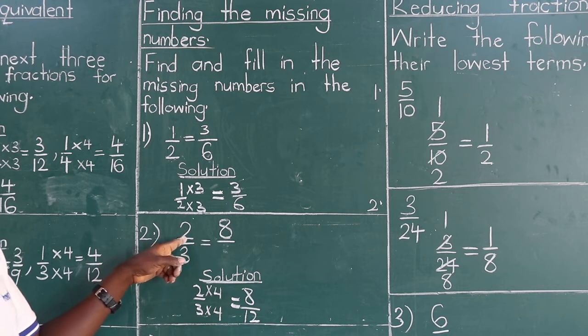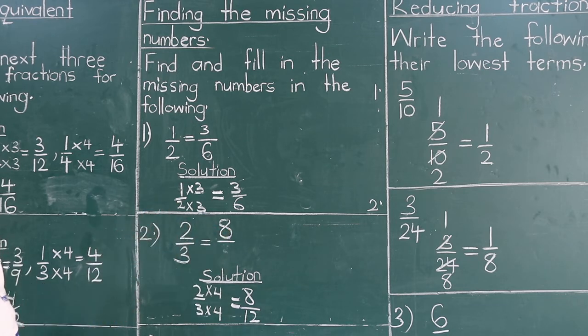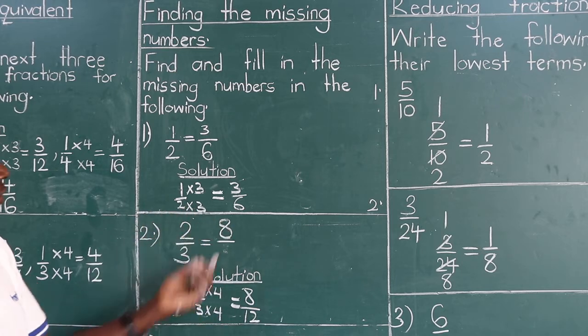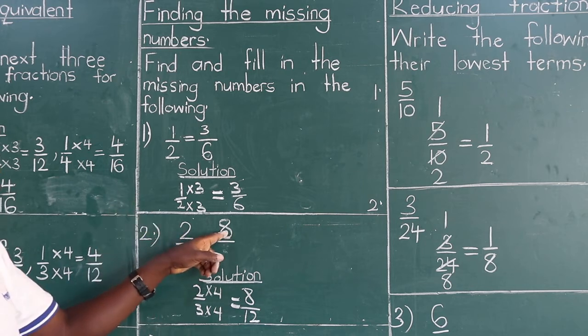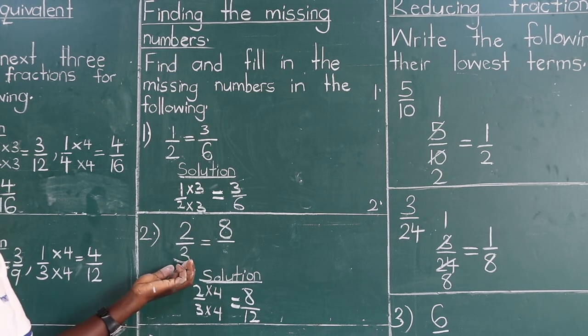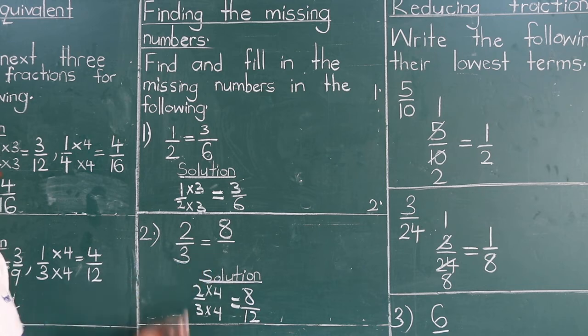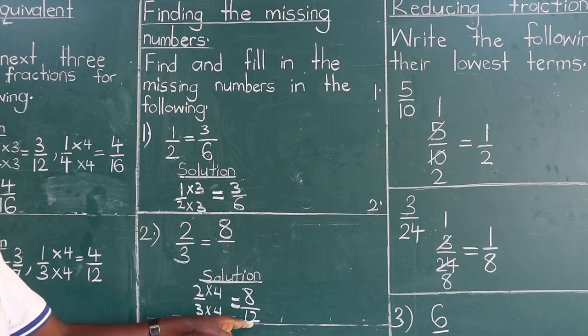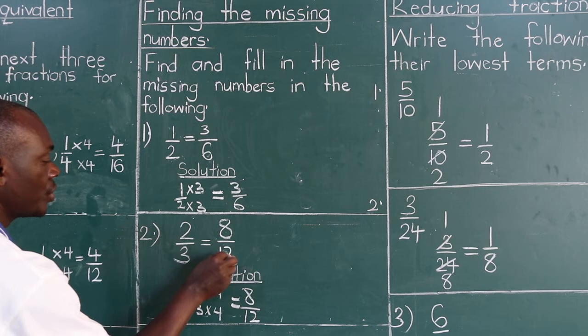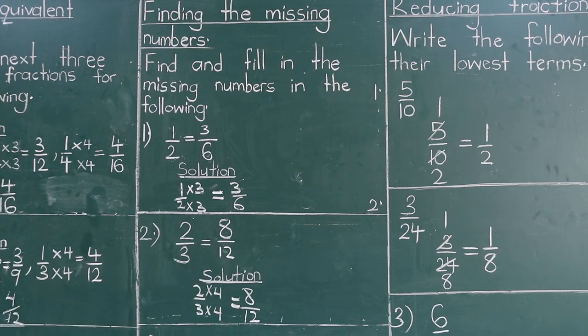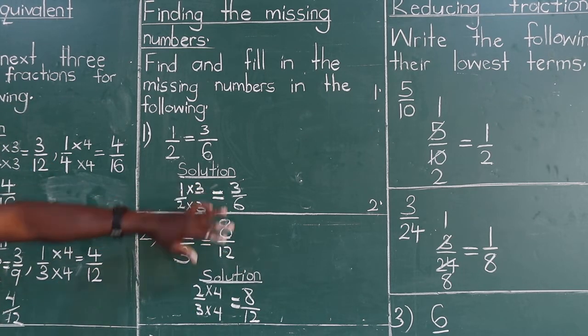So, what do I multiply 2 by to get 8? 2 times what to get 8? That's 2 times 4. So the tables are at work. If 2 times 4 is equal to 8, then you will multiply 3 by the same 4. That's why I've got 2 times 4 is 8, and then 3 times the same 4 is 12. So the missing number is 12. I'll then write it here as 12, and that's all. So it's about knowledge of tables.